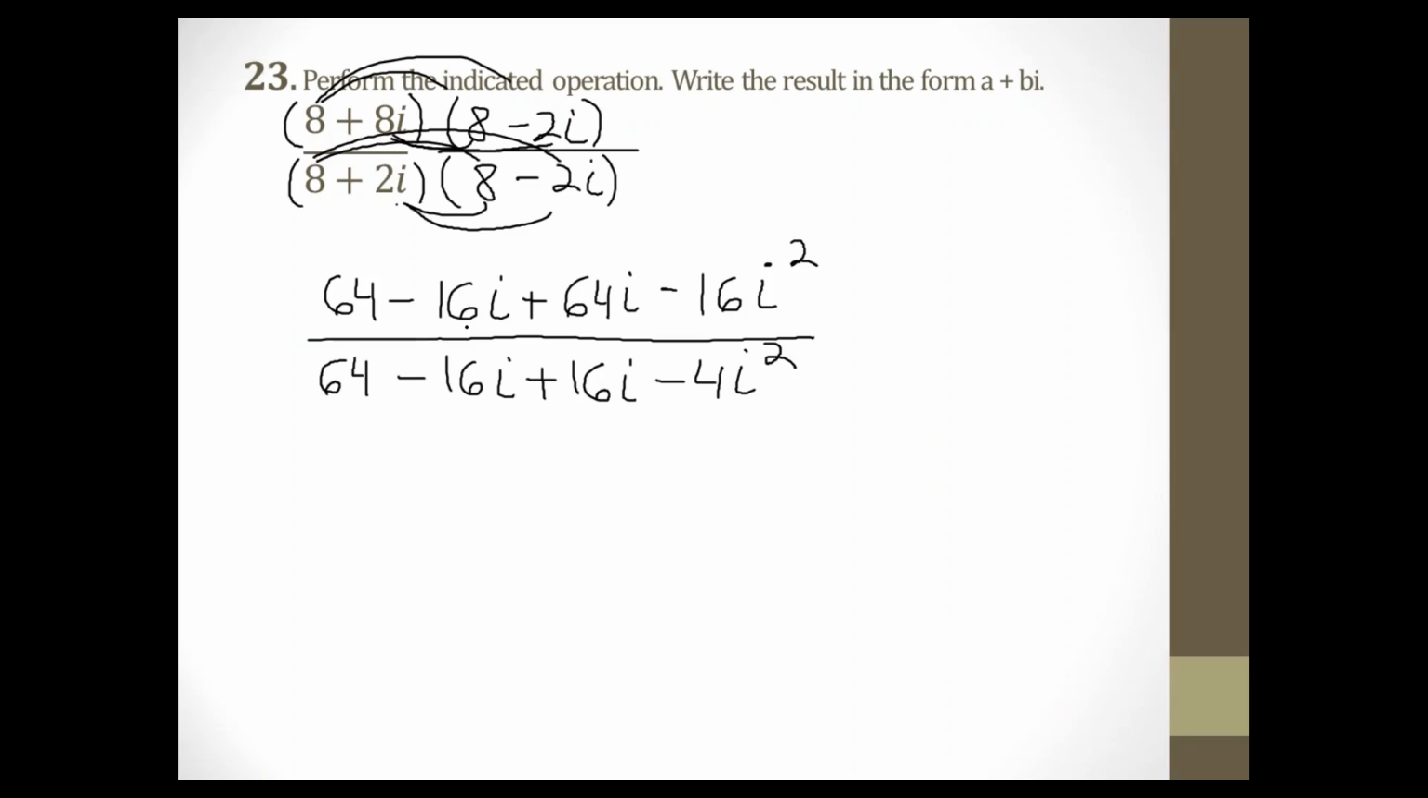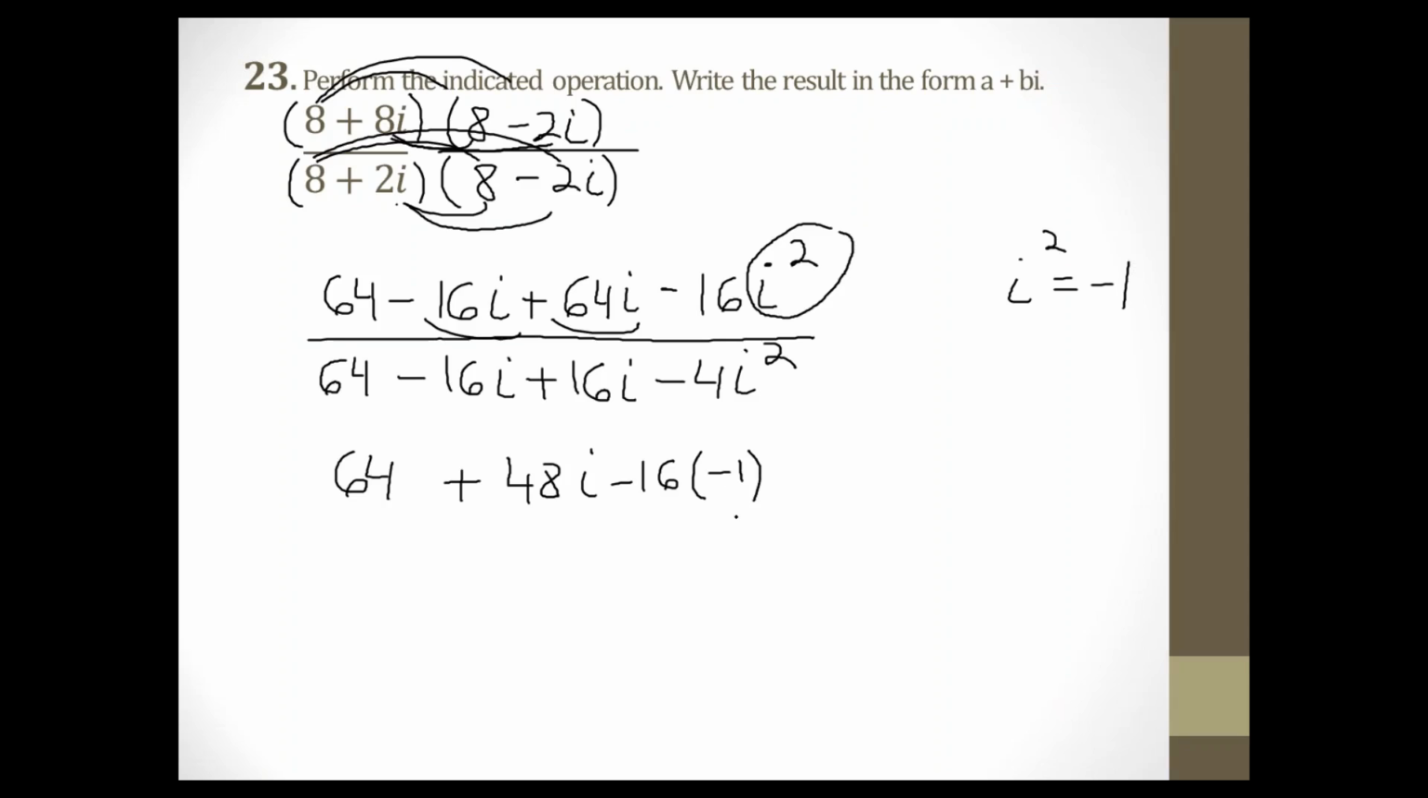Okay, simplifying top and bottom, right here I got two like terms, I can combine them, and I'm going to end up with 64 plus 48i, and then right here in the complex numbers section you should have learned that i squared is equivalent to negative 1. So instead of i squared, I can write times negative 1. I'm converting that i squared into negative 1.